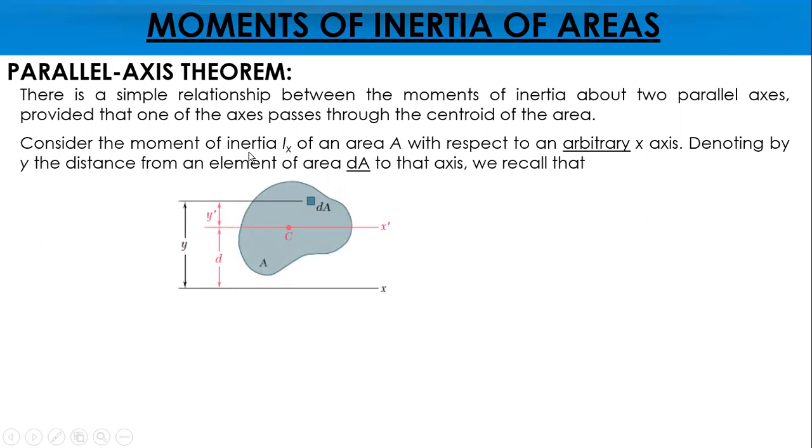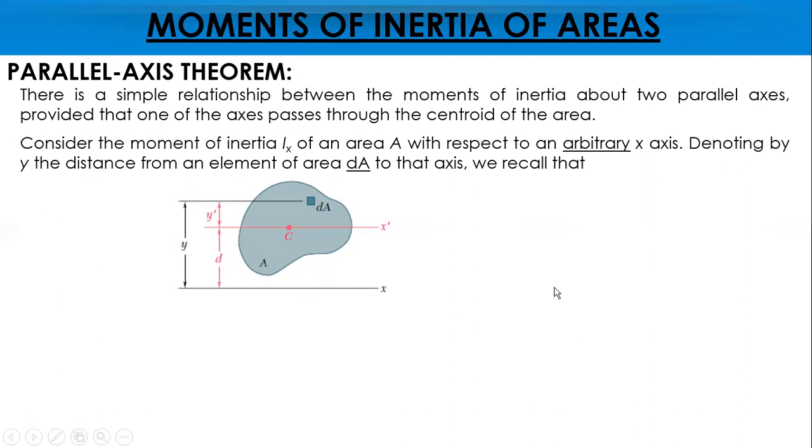Let's consider the moment of inertia Ix of an area A with respect to an arbitrary x-axis. Any axis except sa kining centroid. So pwede diri x, pwede dira x. Arbitrary x-axis. It could also be the coordinate x-axis. Denoting by y the distance from an element of area dA to that arbitrary axis, denoted by the distance y.